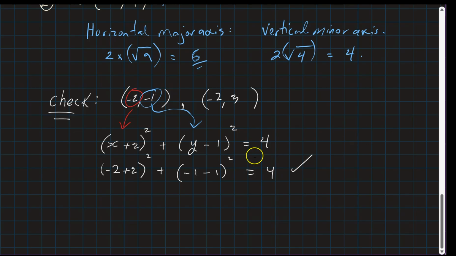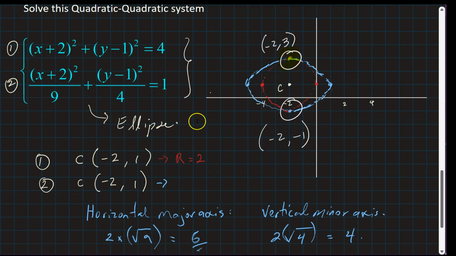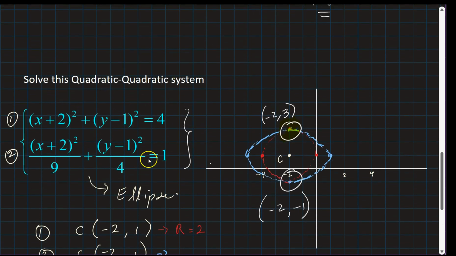And you can do the same thing for -2 and 3. You plug it back into maybe this equation, the second one, the ellipse equation, and then you'll find out that the left-hand side will be equal to 1 as well. So this is the graphic way, solving it graphically.